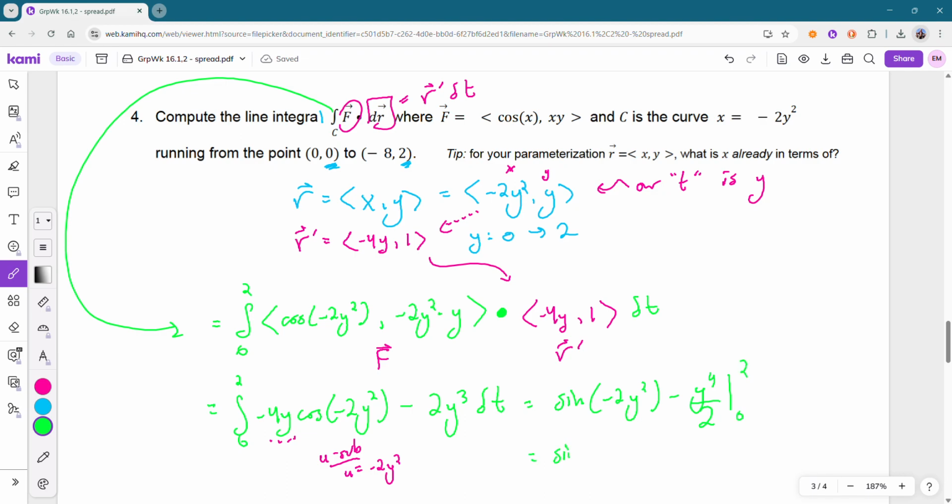And this gives us sine of negative 8 minus 16 over 2, which is 8, and then minus 0 minus 0 once we plug in 0. So our final answer is the not so pretty, but nice and exact, sine of negative 8 minus 8.